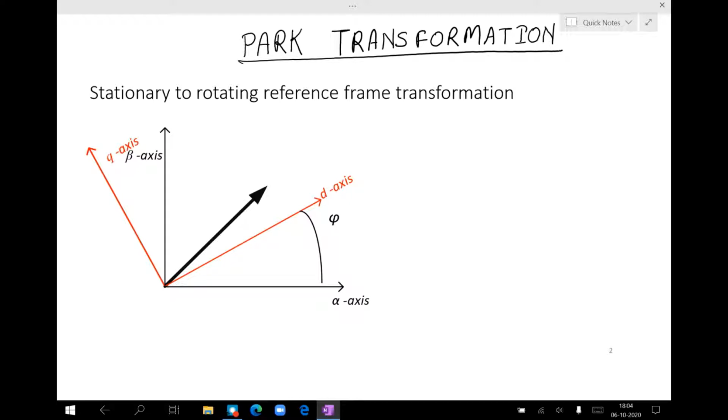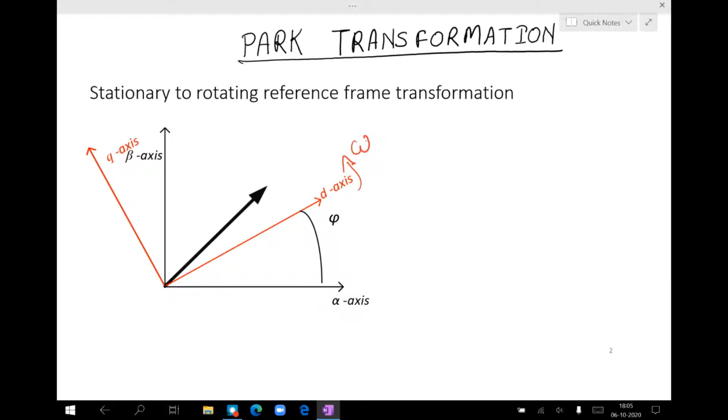In this transformation we are talking about two reference frames. One is the alpha beta reference frame, shown by this black color. Another is the DQ reference frame, shown by red color. We have to keep in mind that this DQ reference frame is a rotating reference frame, and the speed of rotation is omega. A typical example of a DQ reference frame can be a synchronously rotating reference frame. In today's video we will discuss a general rotating reference frame.